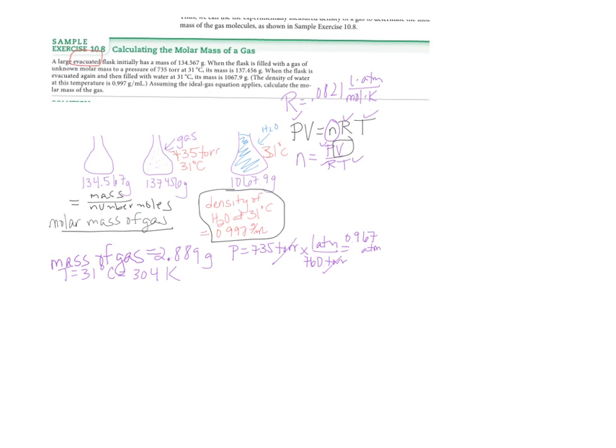Okay, on this next slide, we're going to find the volume of the container by using this density data and the mass of the water. So we know that the flask filled with water was 167.9 grams. When it was empty, it was 137.456. So we can find the mass of the water, mass of H2O, using subtraction.